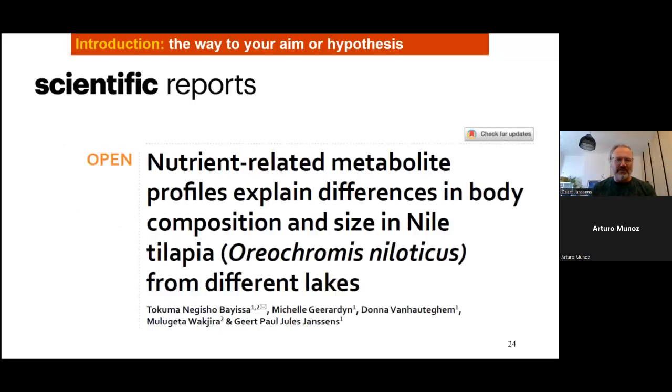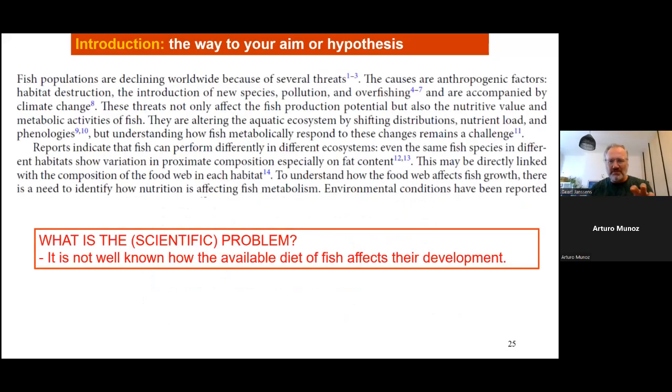I made this on one of our papers. This is again a study on fish. Coincidentally, it's again from an Ethiopian PhD student. So I'm not going to read it all, but just go through the different steps. So I show you the introduction of this paper. What we do in the first part is describe the scientific problem. Here, it is not well known how the available diet of fish affects their development. Studying in different lakes, in different situations, how important is nutrition for the development of fish in different environments.